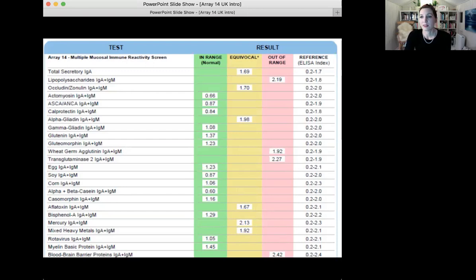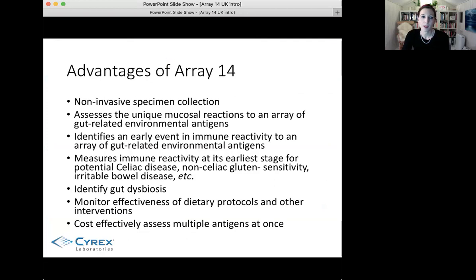So this is not something that really indicates end-stage autoimmunity, but you're seeing early significant immune disruption on the barrier surfaces across multiple different antigen profiles. And so that really brings me to the end of my presentation.